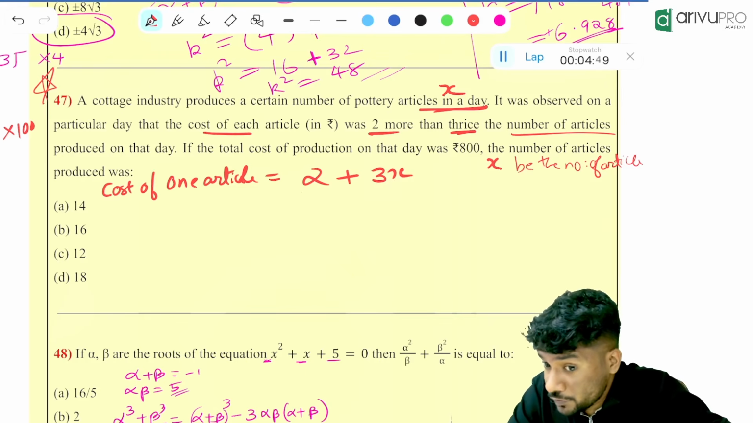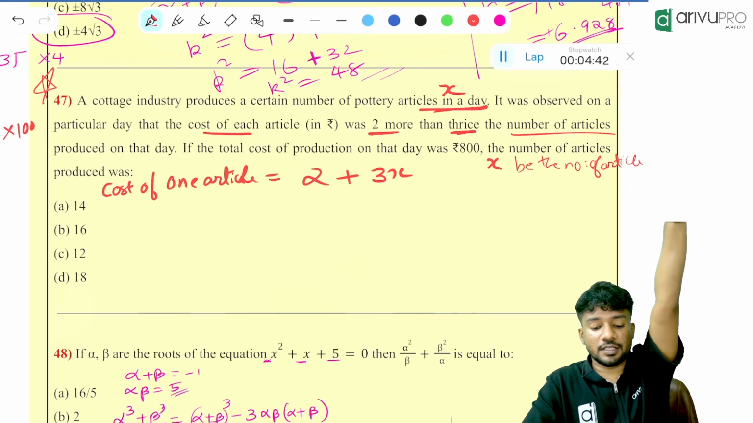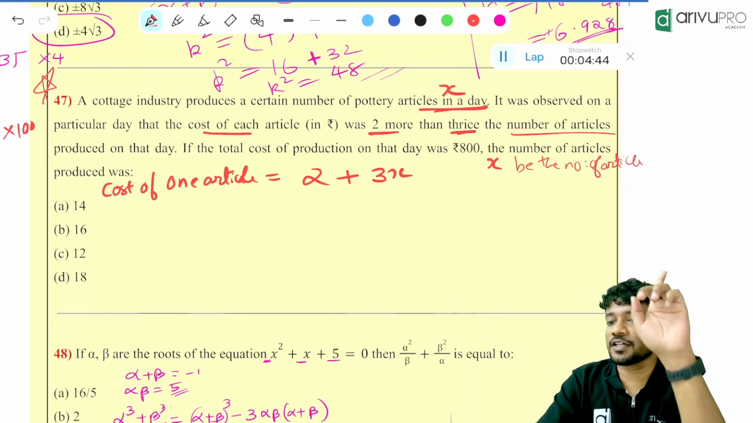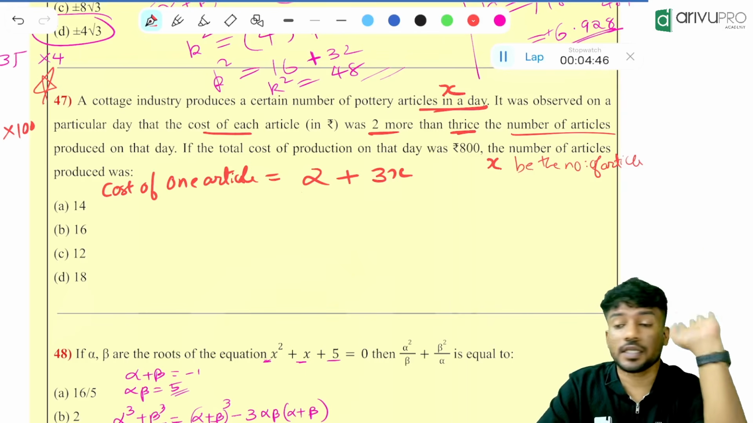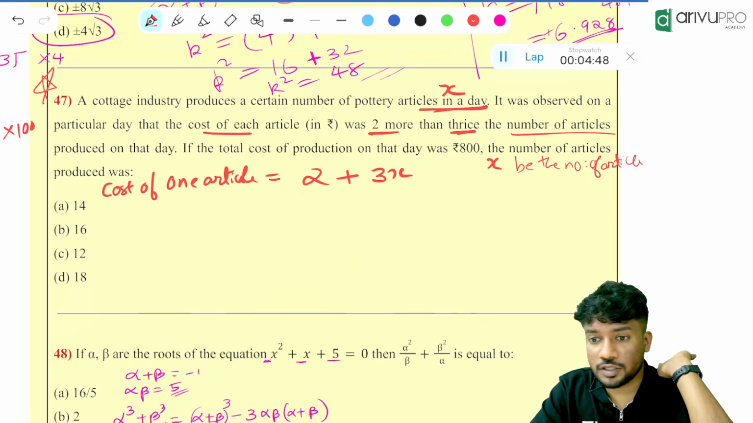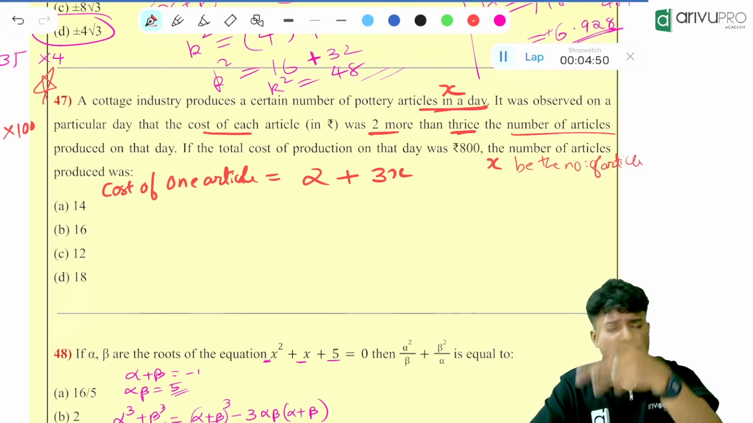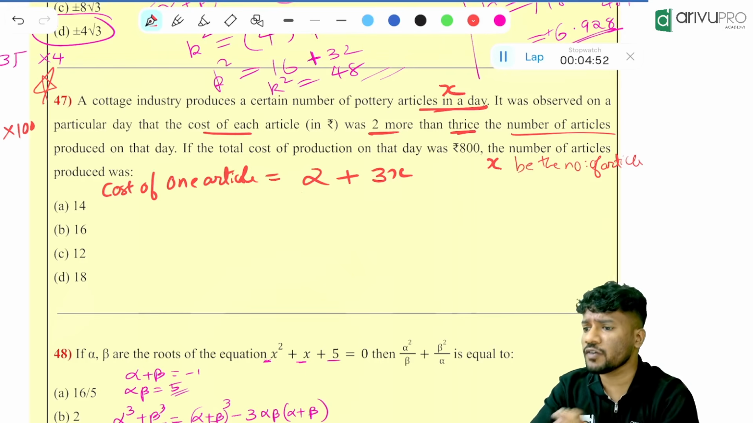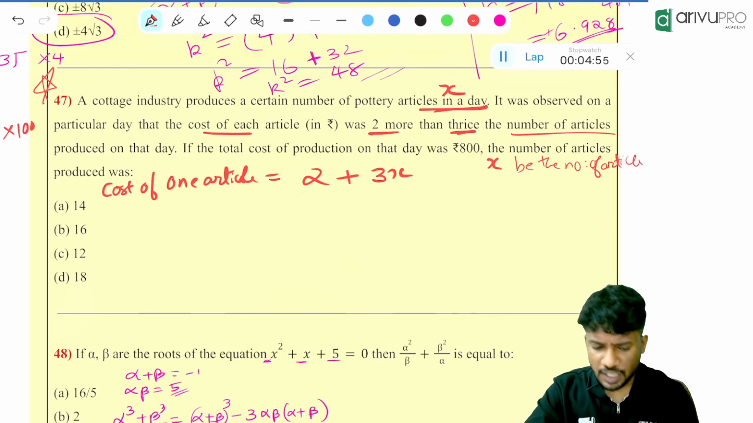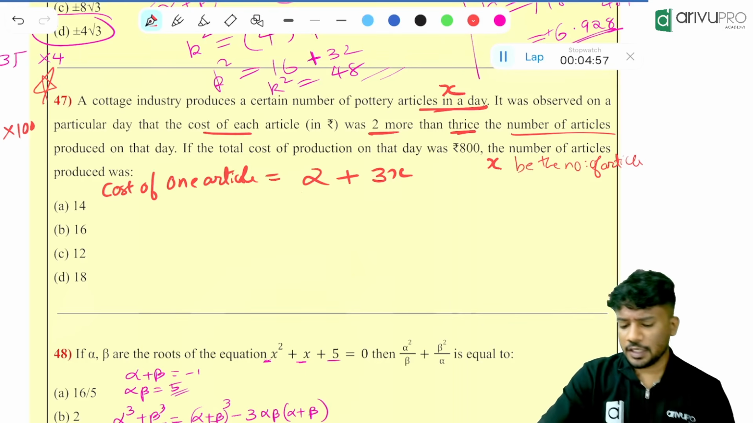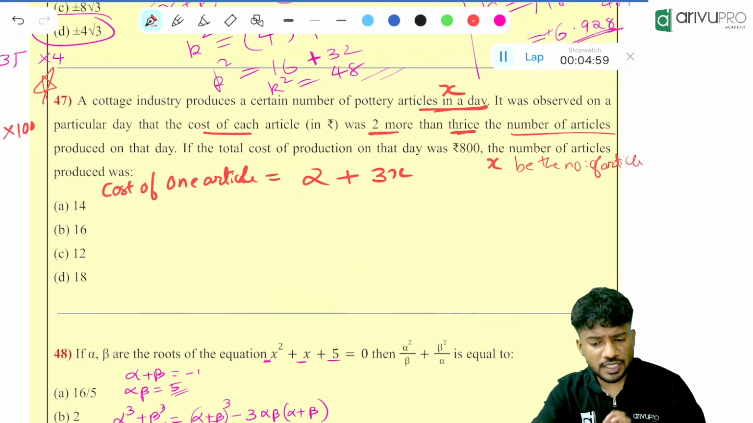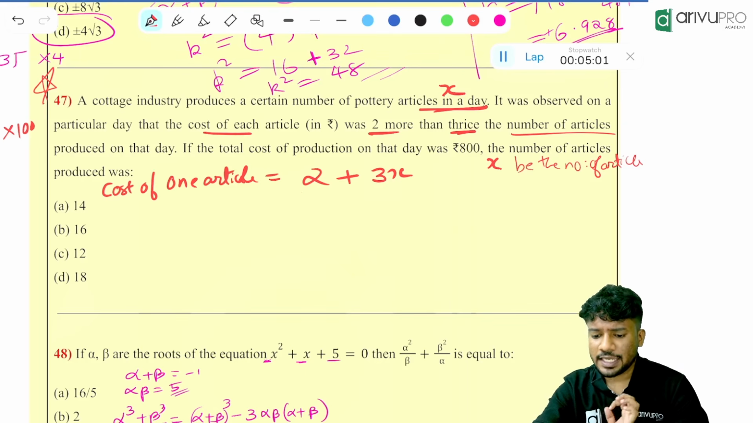Any doubt with respect to this? Right away tell me. So the cost of one article is 2 plus 3x. Done. Did I do any magic? No, I just read what is given and wrote it right away. Then what is the total? If the total cost of production of that day was 800.